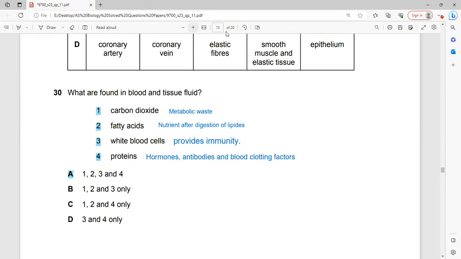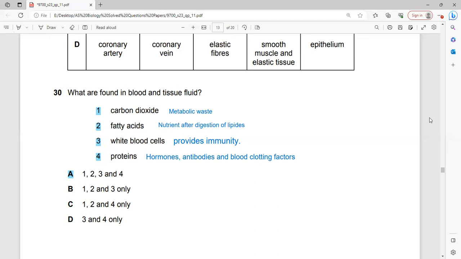Now, next question is, what is found in the blood and tissue fluid? So what is present in the blood and tissue fluid? So the carbon dioxide, this is the metabolic waste. This is present in both. Fatty acid, these are nutrients after digestion of lipids or byproducts of metabolism. This is present in both.